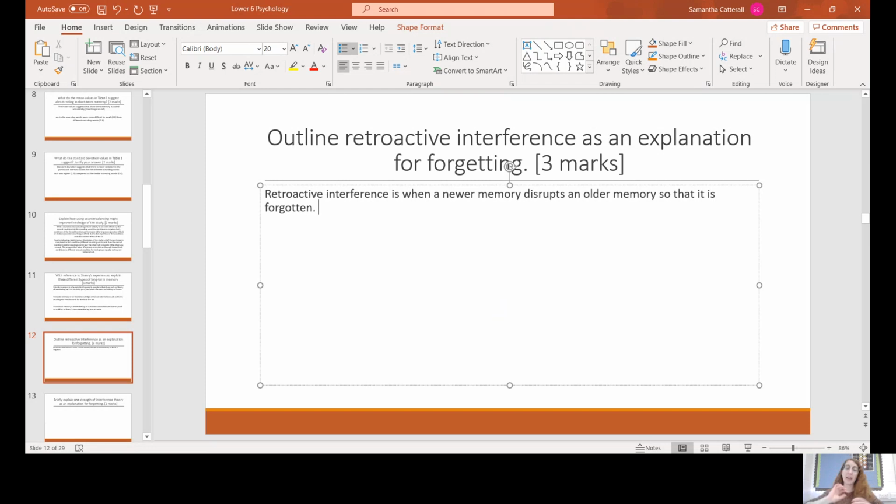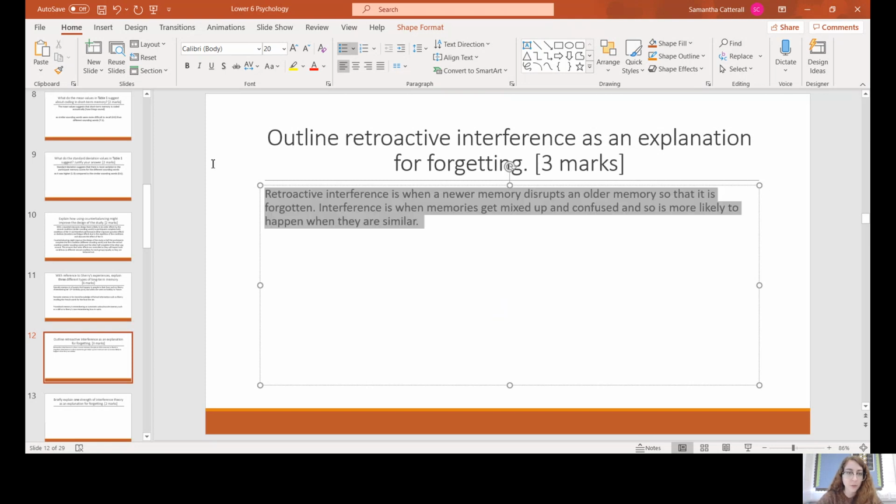So you have to say that it's getting mixed up and confused. You can't say the word interfere because that's obvious, it's interference. So you've got to say a word that explains what that means. If we add to this: retroactive interference is when a new memory disrupts an older memory so that it is forgotten. Interference is when memories get mixed up and confused. And so it's likely to happen when they are similar. That's the 3rd mark, by saying they're similar.